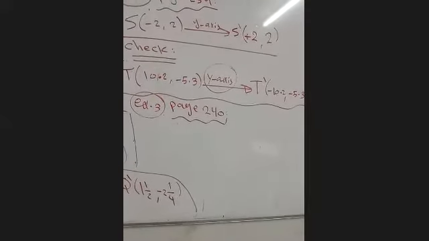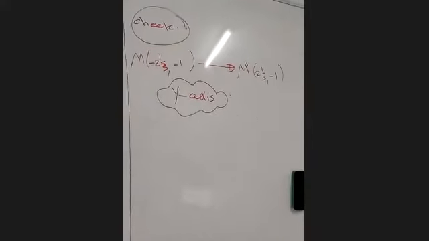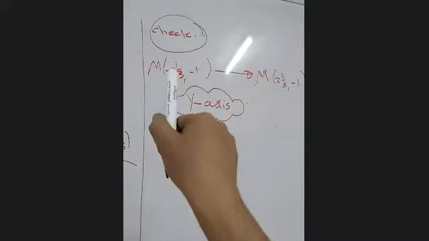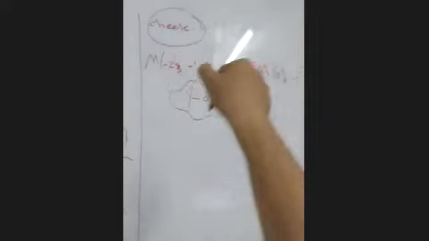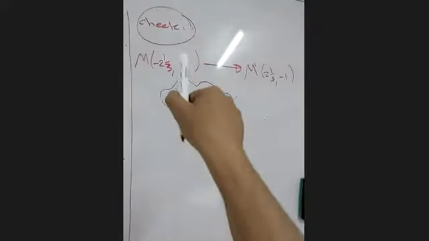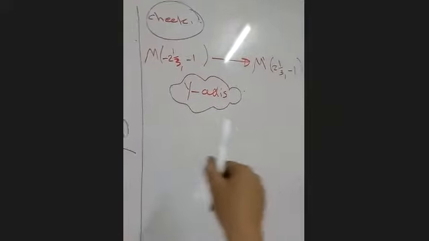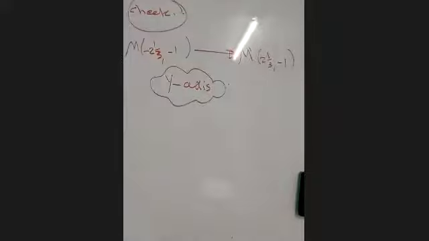Can you tell me which axis? It's the Y axis. Why is it the Y axis? Because the X coordinate changed its sign, right? But the Y coordinate stays the same, right? So what's this formula? It's for which reflection? The Y axis. Do you understand it? Yes, mister, it's easy.